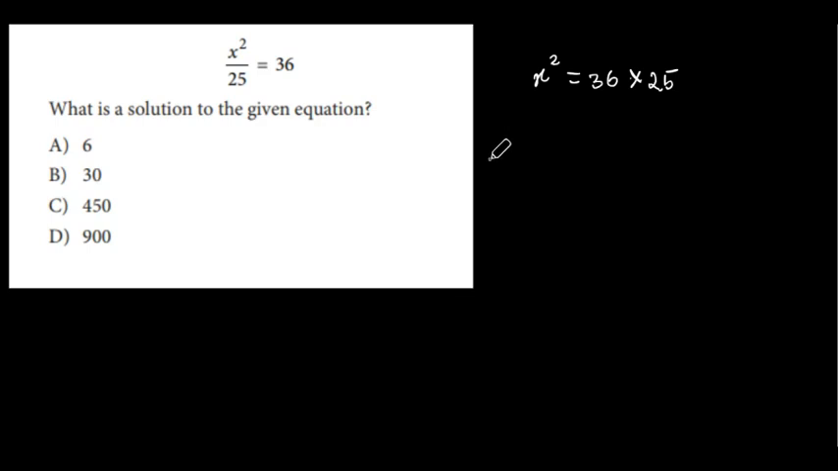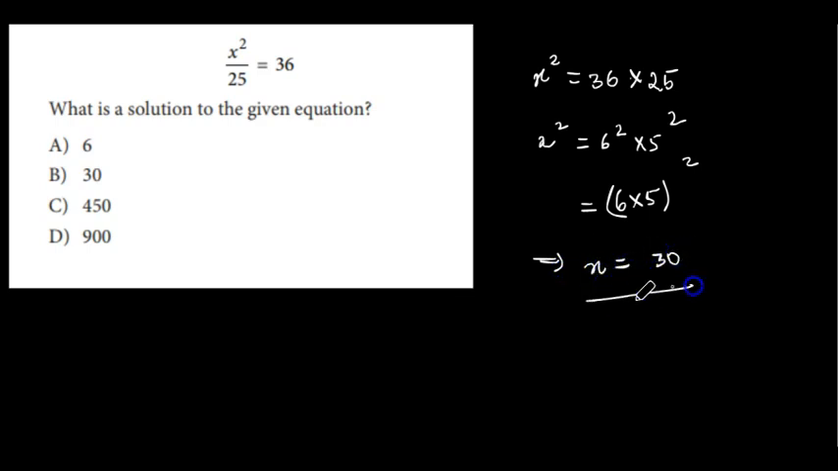You might think this question can be easily solved using your calculator, but you should be able to solve it without checking your calculator because it's a 1 or 2 second question. So x squared will be just 6 squared times 5 squared, which is 6 times 5, the whole squared. So x will be 30. It could also be negative 30, but your option is with 30 only, so you can go with positive 30. Option B will be your right answer.